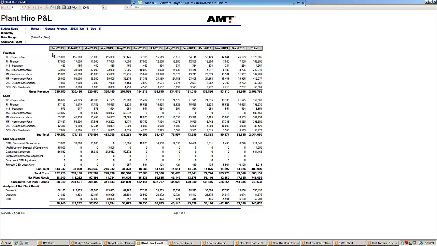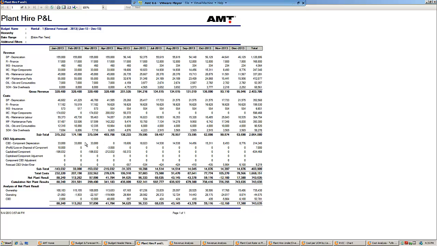And we have our revenue broken down by these rental categories of typically depreciation, finance, insurance, major components. Each company, when you install AMT, you'll define what these categories will be, so it's entirely flexible. And then in the same breakdown, we have your costs. So we have your revenue coming in, what your costs are, to give a subtotal.